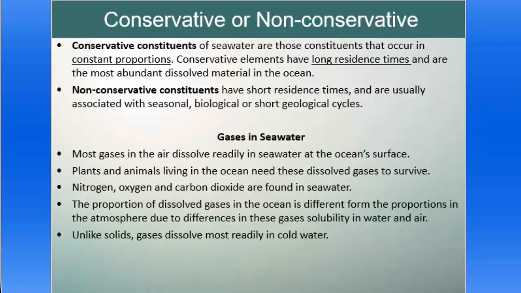So how about gases in seawater? Most gases in the air dissolve readily into seawater at the ocean surface. With the ocean in contact with the atmosphere, you get lots of dissolution of those gases in seawater. Plants and animals living in the ocean need those dissolved gases to survive. Nitrogen, oxygen, and carbon dioxide are all found in seawater. The proportion of dissolved gases in the ocean is different from the proportion in the atmosphere. There are significantly different amounts of carbon dioxide in the ocean than in the atmosphere, and significantly different amounts of oxygen as well. Those differences are largely due to the ability of gas to dissolve in water and in air.